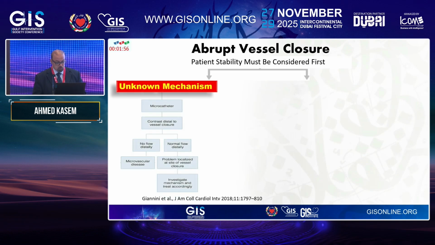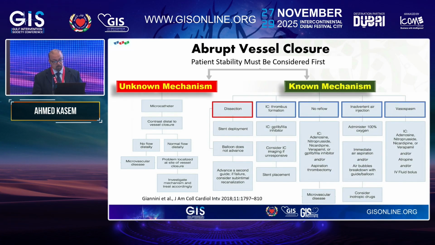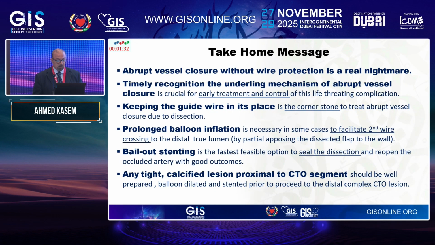So for abrupt vessel closure, either we know the underlying etiology or we don't. If we don't know the underlying etiology, we should use a microcatheter or perfusion catheter and inject contrast distal to the occlusion site so we can differentiate between no-reflow phenomenon or dissection. Or if we know the mechanism, dissection, in situ thrombus formation, no-reflow, air embolism, or vasospasm, we can treat accordingly.